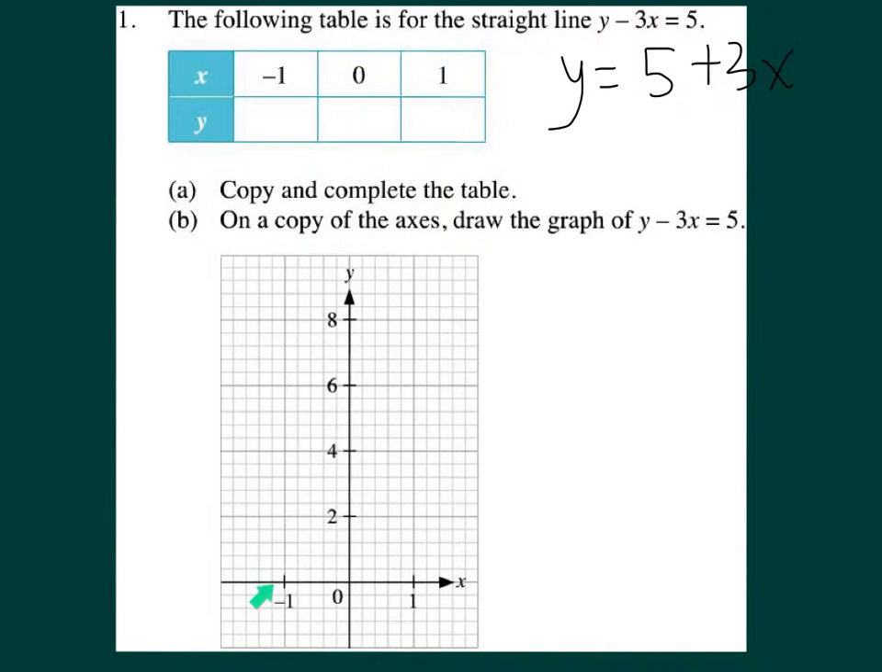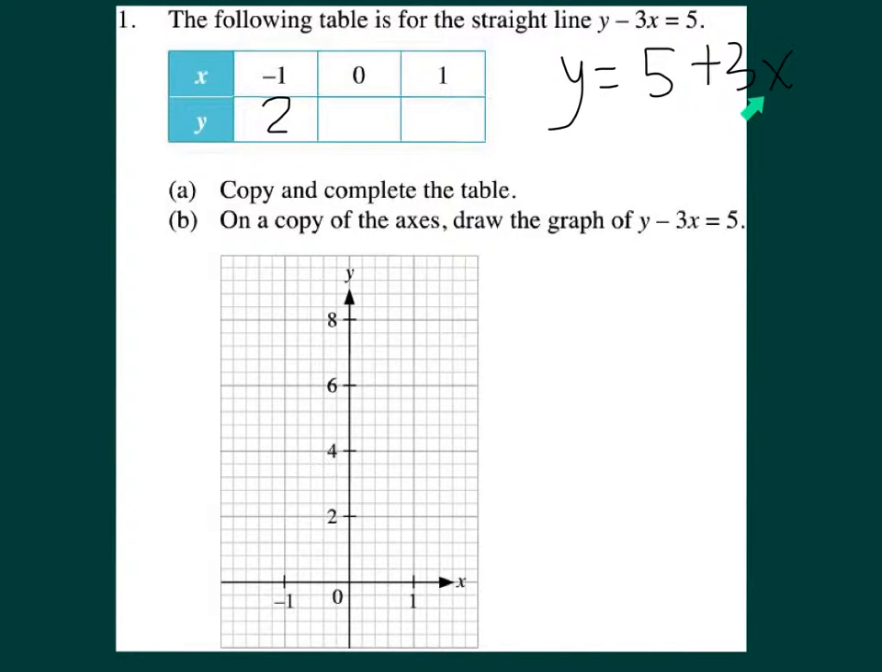So when x equals negative 1, I put negative 1 inside here. So 3 times negative 1 is equal to negative 3. Yes or no? Then 5 minus negative 3. Okay, 5 minus 3 will be equal to what? 2, isn't it?